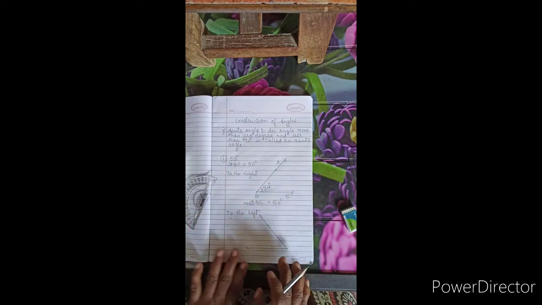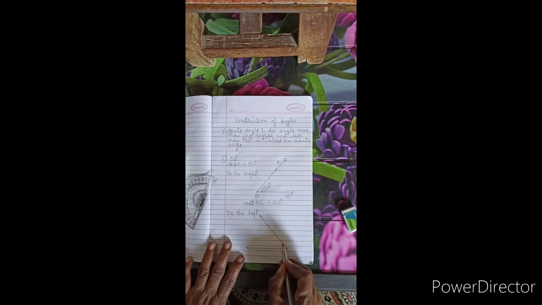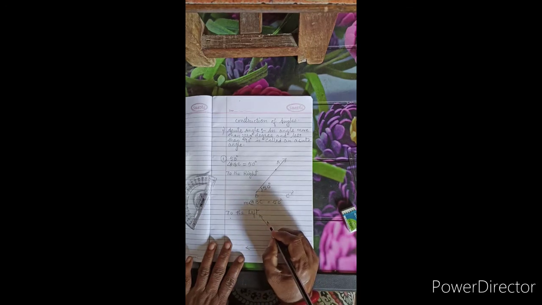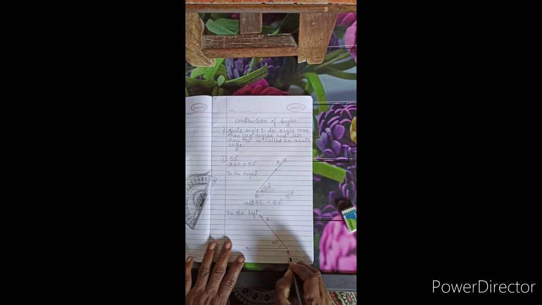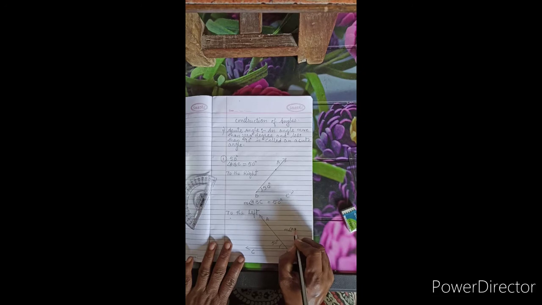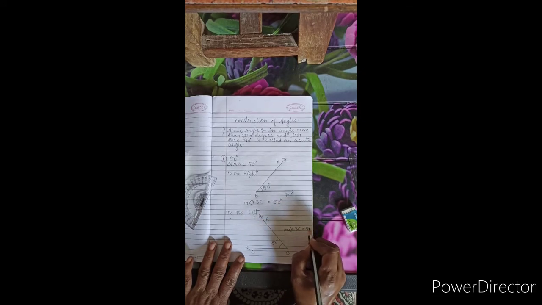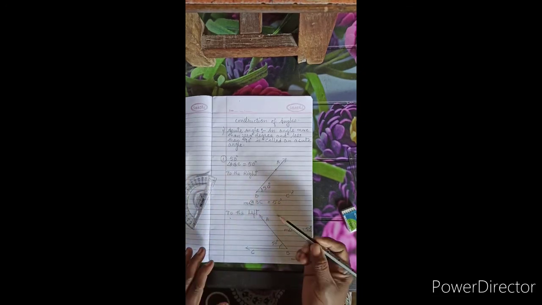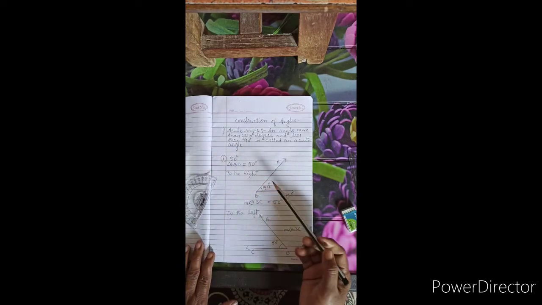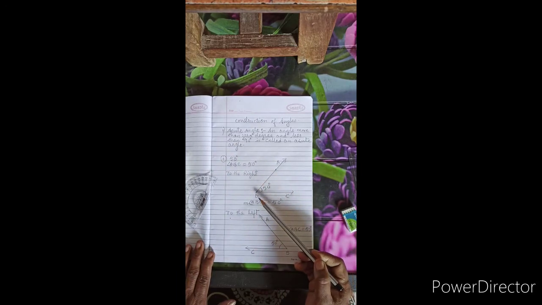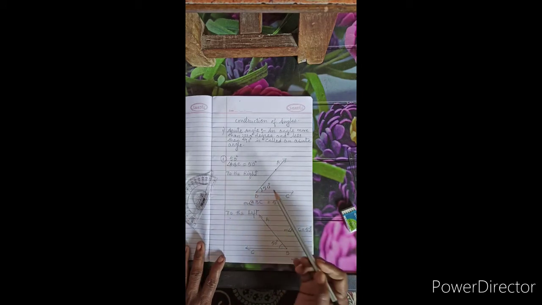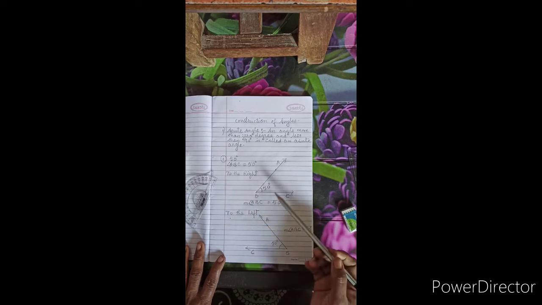So I have got the angle now towards the left. This is an angle of 50 degree. Here I can name this as A, B, C. Now the measure of angle ABC is equal to 50 degree. So every angle can be drawn to the right or to the left. But for the exam, when you draw, you can draw any one, whichever you find easy.